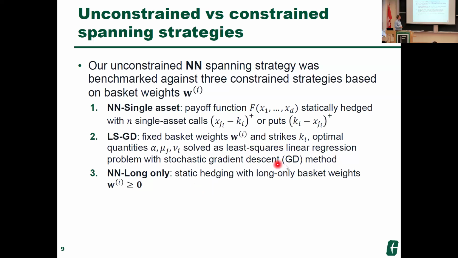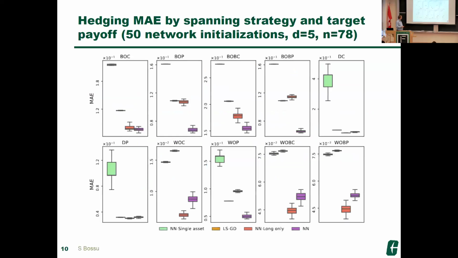We also had a case which is essentially a linear regression. We fix the basket weights and also the strikes of the basket calls, and then we find the optimal quantities of these basket calls and puts. So this is no longer nonlinear. It's a linear least squares regression. And also, another strategy is having only basket calls and puts where the basket weights are long only, so positive basket weights. Okay, and so essentially, the unconstrained optimization gives the best results, and you can quantify this.